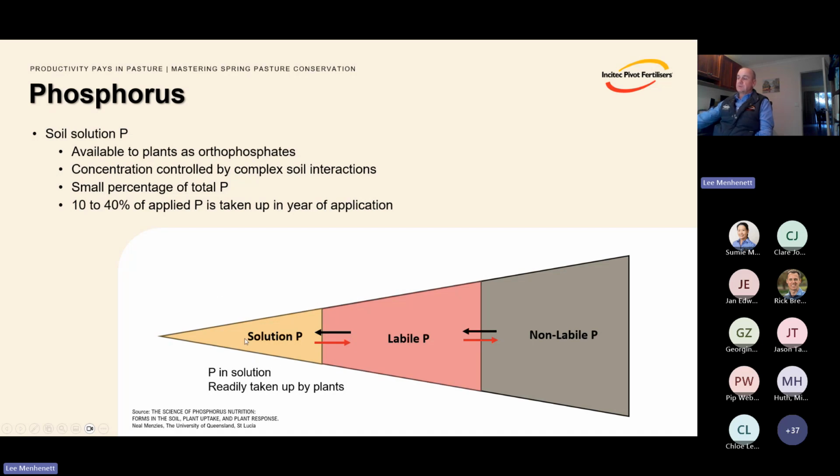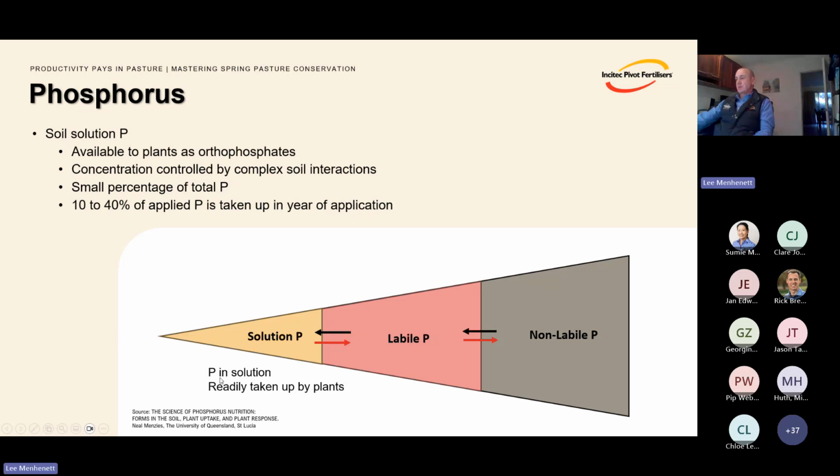But this solution phosphorus is really the only source of phosphorus that the plants can access. And they access it as orthophosphates, and that's the form of water-soluble P that we put in with single super, MAP, and DAP. And so the concentration of this soil solution is really controlled by these complex soil interactions moving to and fro into the labile and non-labile fractions within the soil.